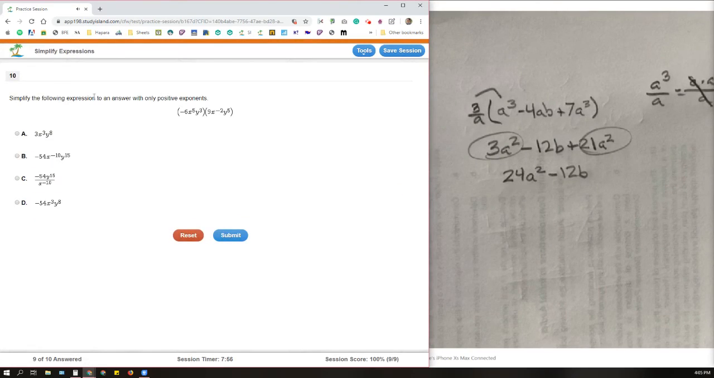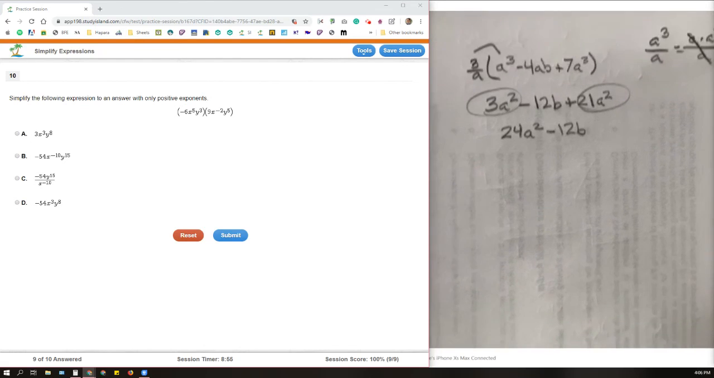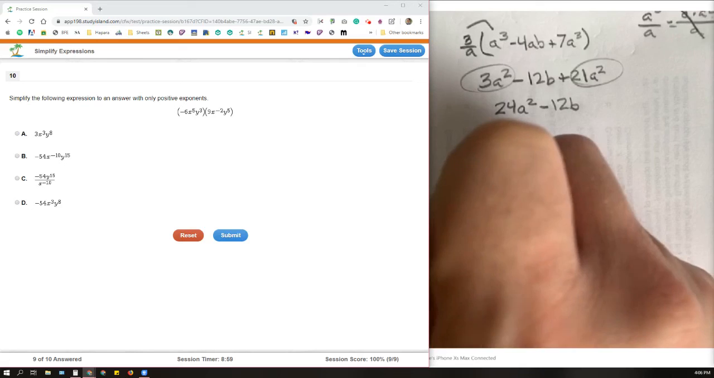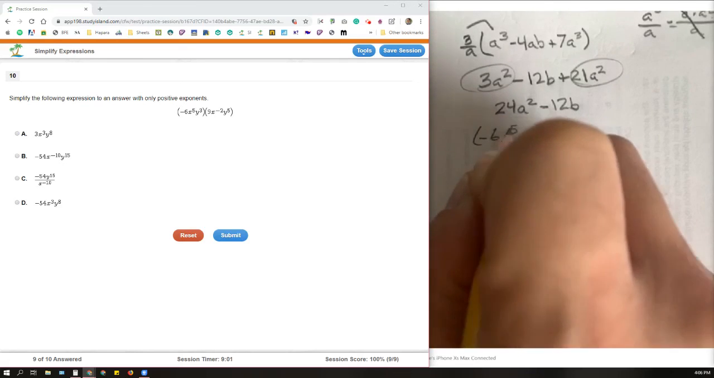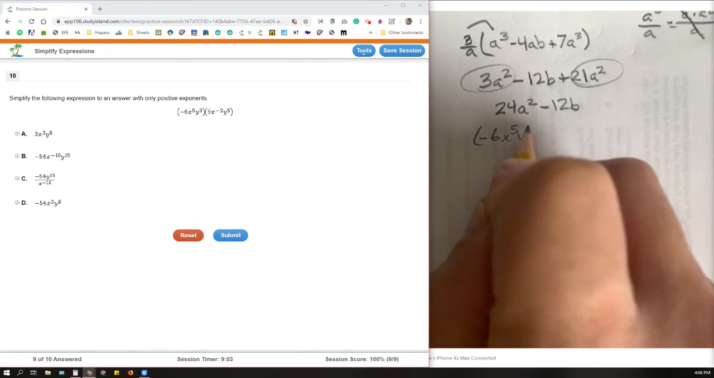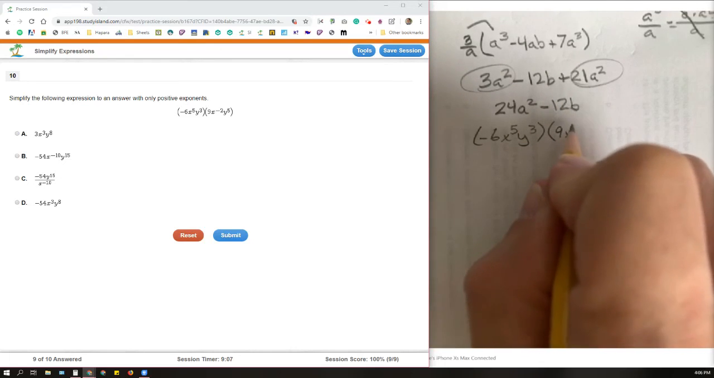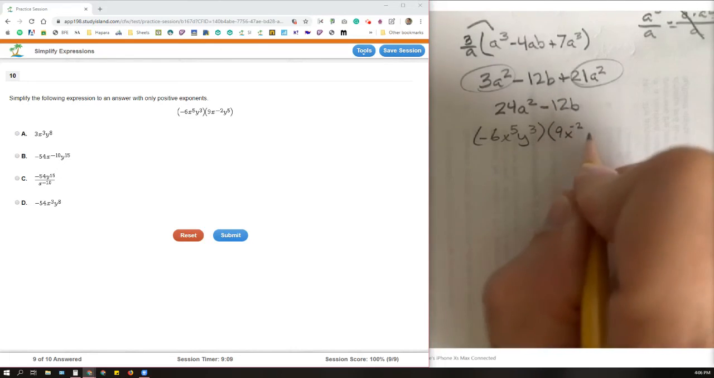Let's do another one. Simplify the following expression to answer with only positive exponents. All right, so when we multiply these together, it's got parentheses. It doesn't really need it. Let's go ahead and write what each one of these things says. The first one says negative 6 x to the 5th, y to the 3rd. And then that's times a whole other set of parentheses, which is 9 x to the power of negative 2, y to the 5th.